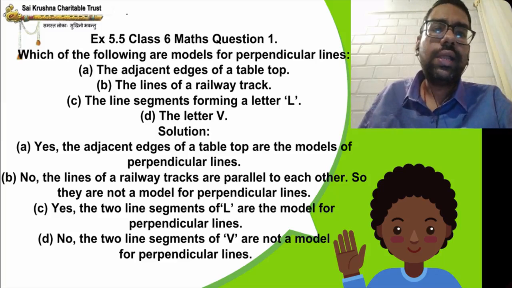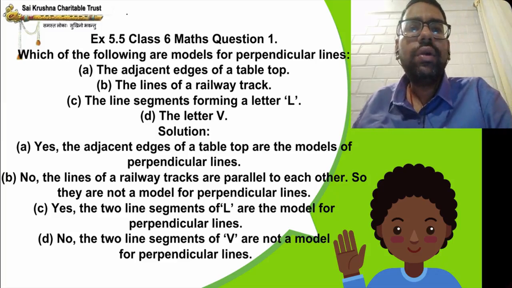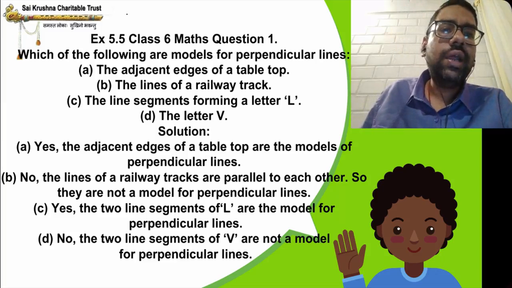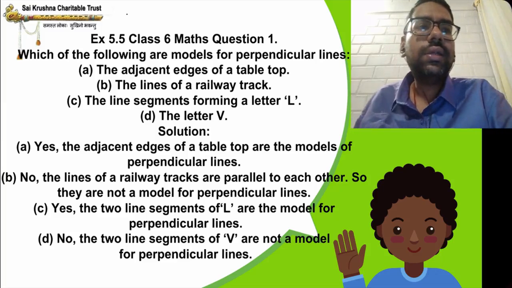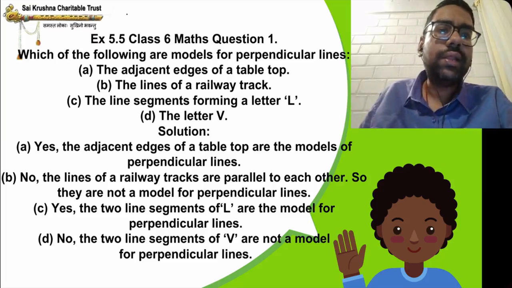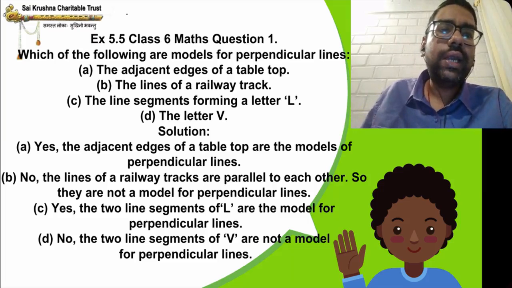Second question, answer: no, the lines of railway tracks are parallel to each other. So they are not a model for perpendicular lines. Do they intersect? No, no. They are parallel. Long railway lines you have seen, they are parallel. They are not perpendicular. They do not intersect each other.